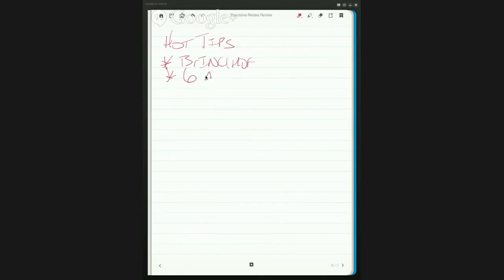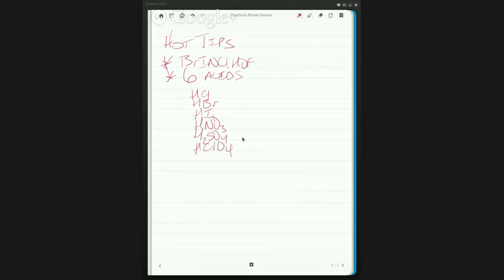Six acids. Is it six acids? Can't remember. We've got HCl, hydrobromic acid, hydroiodic acid, which are the halogens, and then the oxyacids, which are nitric acid, HNO3, and sulfuric acid, H2SO4.